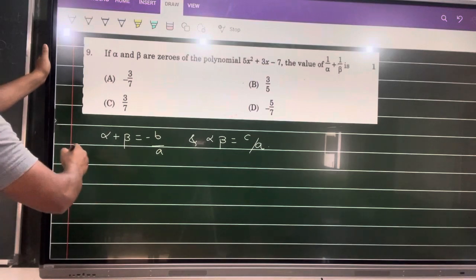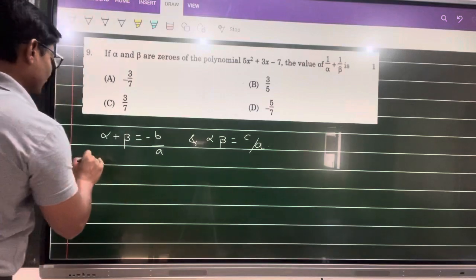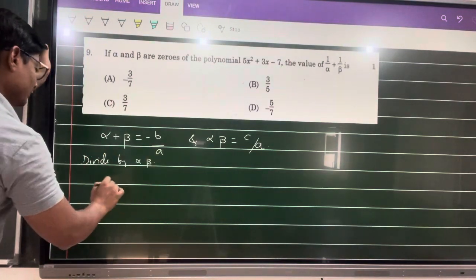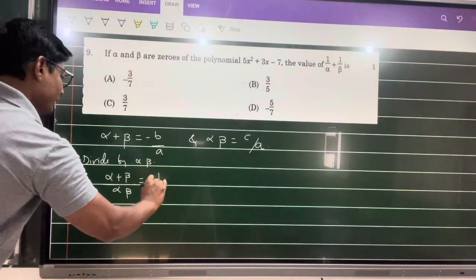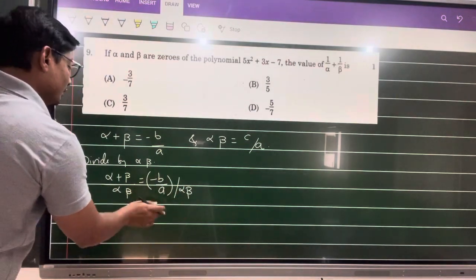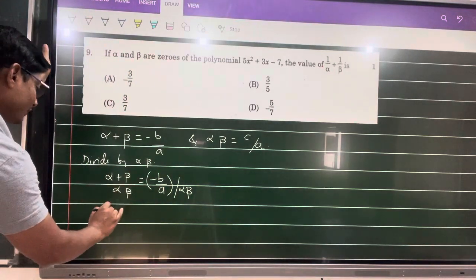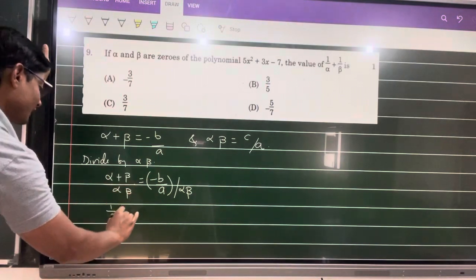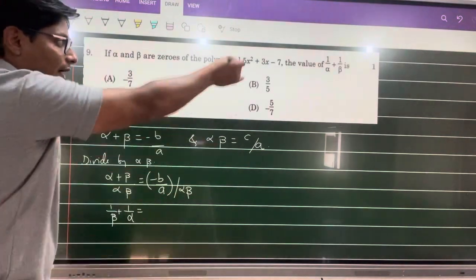So what I can do is divide this entire equation by alpha into beta. Therefore what I will get is alpha plus beta divided by alpha into beta equals minus b by a, divided by alpha into beta. If I simplify this, alpha divided by alpha into beta will give me 1 upon beta, and beta divided by alpha into beta, so beta and beta will get cancelled, I will get 1 upon alpha, which is the same as 1 upon alpha plus 1 upon beta as given there.